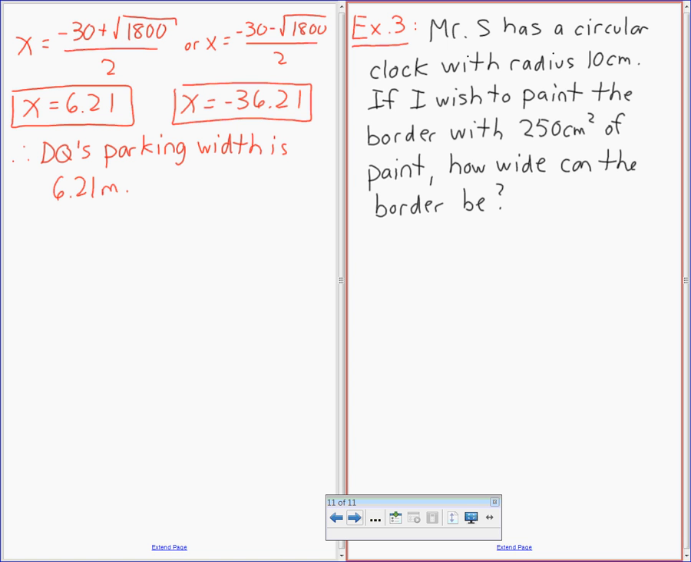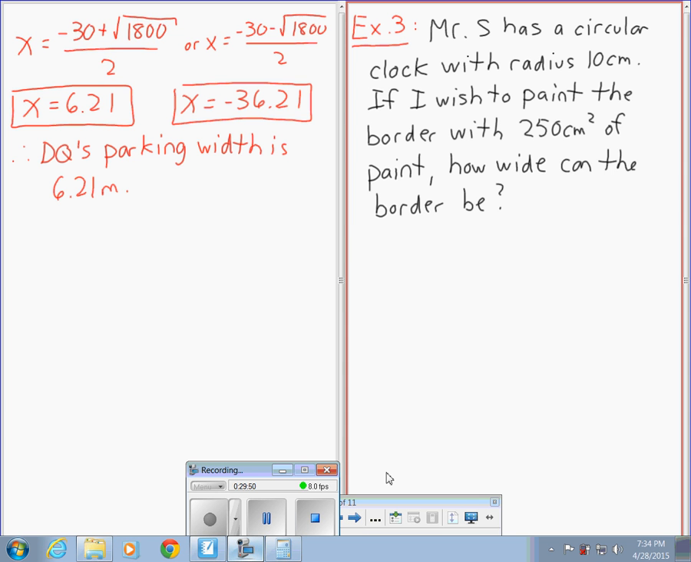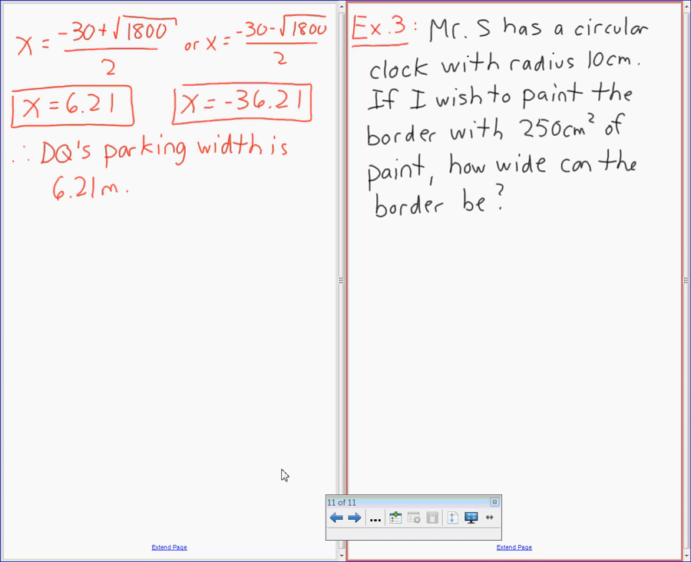Okay, I'm going to ask the teacher to hit pause and give the class a few minutes to try this on their own. You guys can do this, all right? The difference is instead of using a rectangle, we're using a circle. If you need to know the area of a circle, the area of a circle is pi r squared.